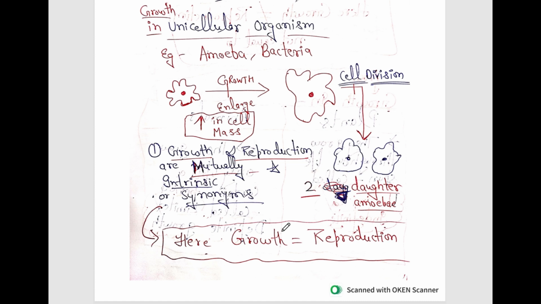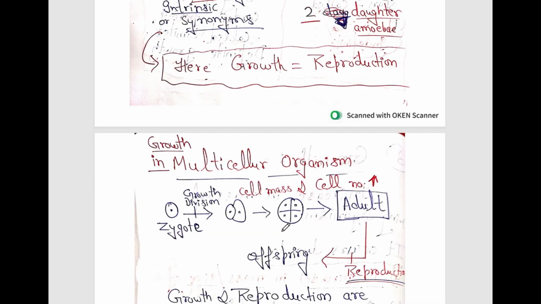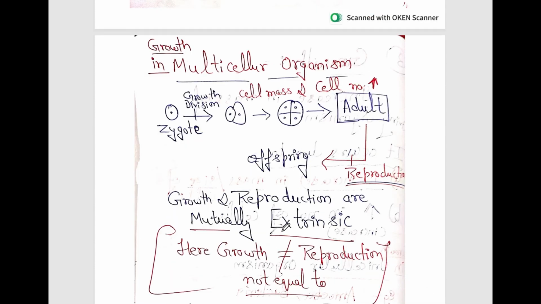Growth and reproduction are mutually intrinsic or synonyms. Now, growth in multicellular organisms starts with a zygote that divides to form two cells, then four, and continues to form a multicellular embryo. The embryo develops into the fetus, then into a juvenile, and eventually an adult. Then the adult undergoes growth and maturation until it can reproduce, producing an offspring and continuing the cycle.